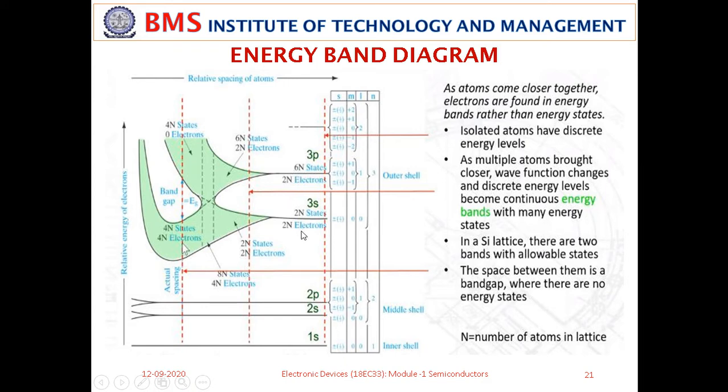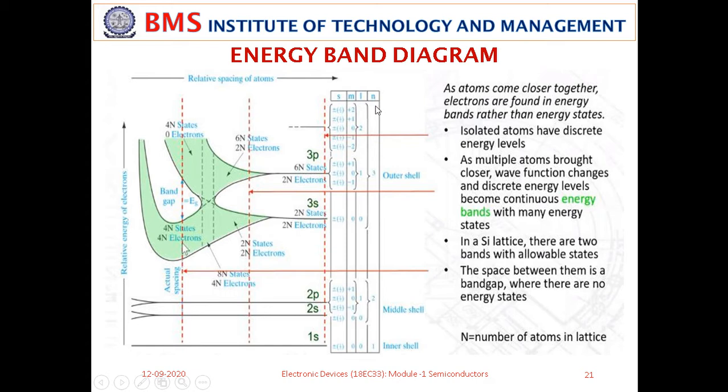Okay, so you can see here there are two vertical lines. This is one vertical line, another vertical line is here. On the lower side you can see the 1s orbital, 1s shell, 2s shell, 2p shell, 3s, 3p. On the rightmost side you can see the quantum energy levels, which are indicated as K, M, L and N. In this quantum energy shell we have talked about this.